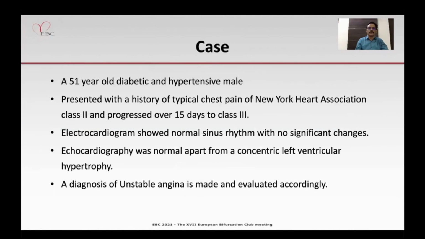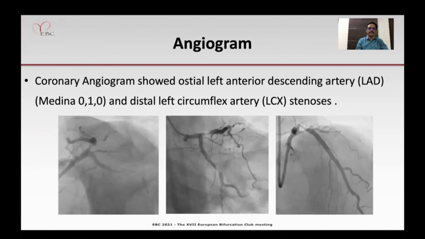The patient is a 51-year-old diabetic and hypertensive male who presented with a history of typical angina, which was crescendo in nature, NYHA class 2 to start with and progressed soon over 15 days to class 3. The routine evaluation by ECG and echo were normal, and a diagnosis of unstable angina was made. He was further evaluated by a coronary angiogram, which revealed a critical ostioproximal LAD lesion, and also a very critical distal LMCA lesion.